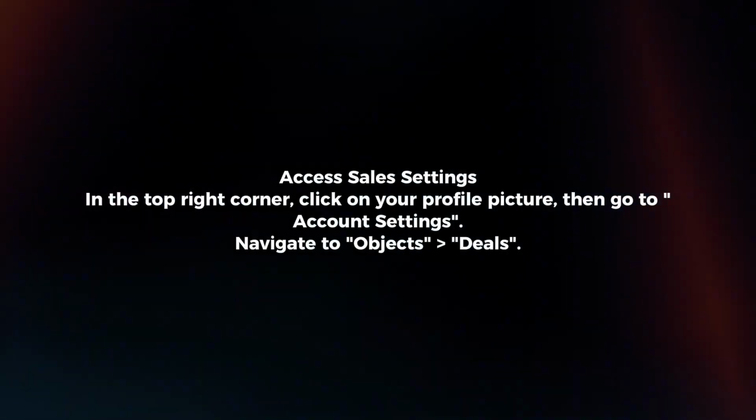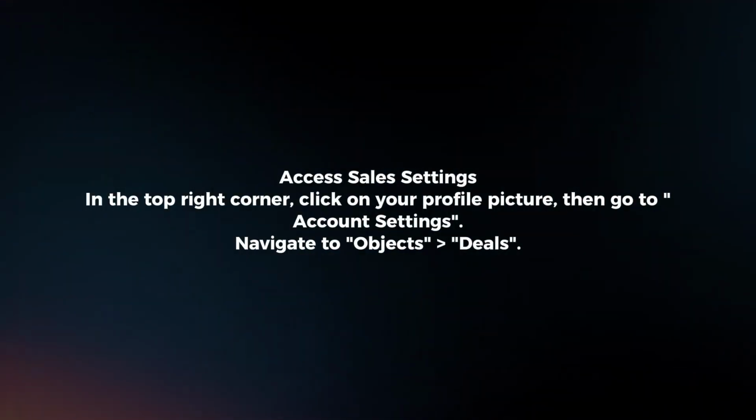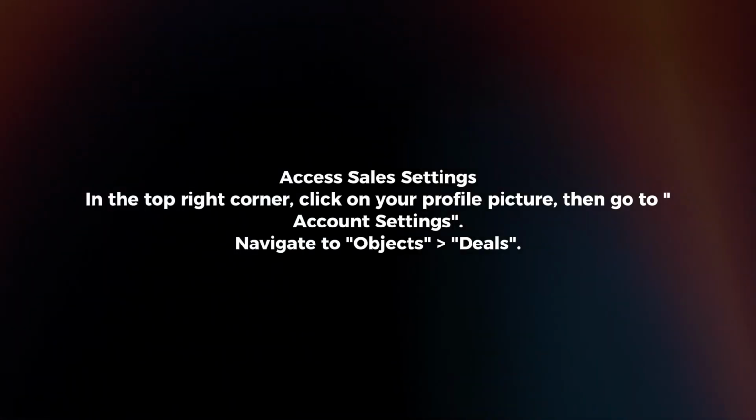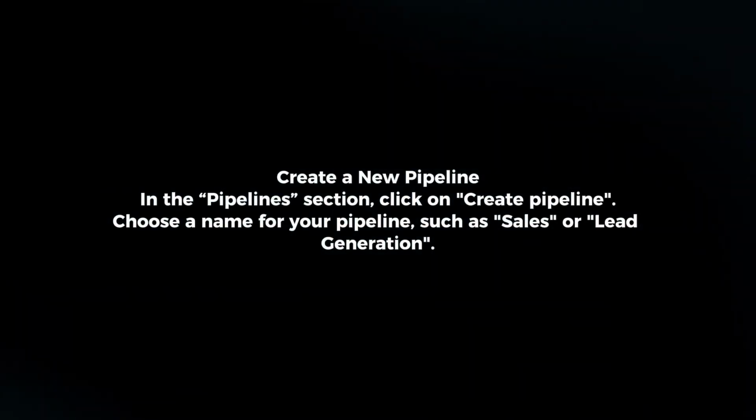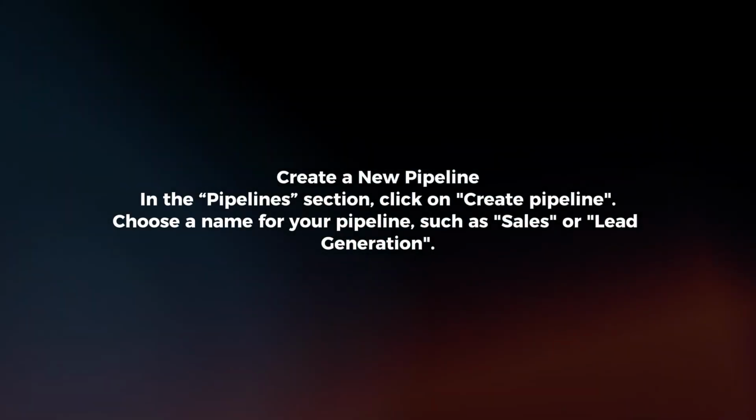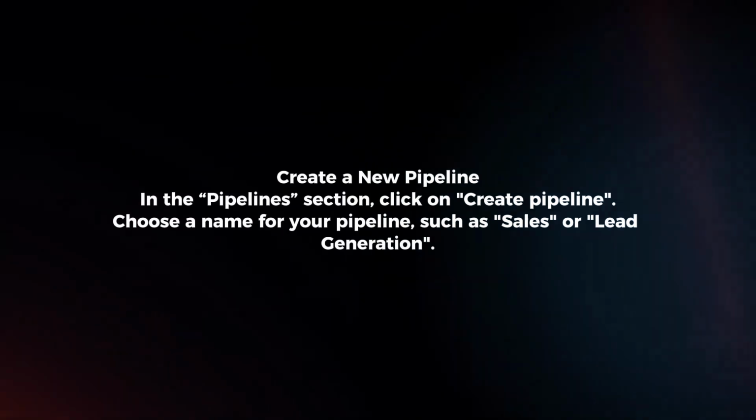Access sales settings. In the top right corner, click on your profile picture, then go to account settings. Navigate to objects, deals. Create a new pipeline. In the pipeline section, click on create pipeline. Choose a name for your pipeline, such as sales or lead generation.